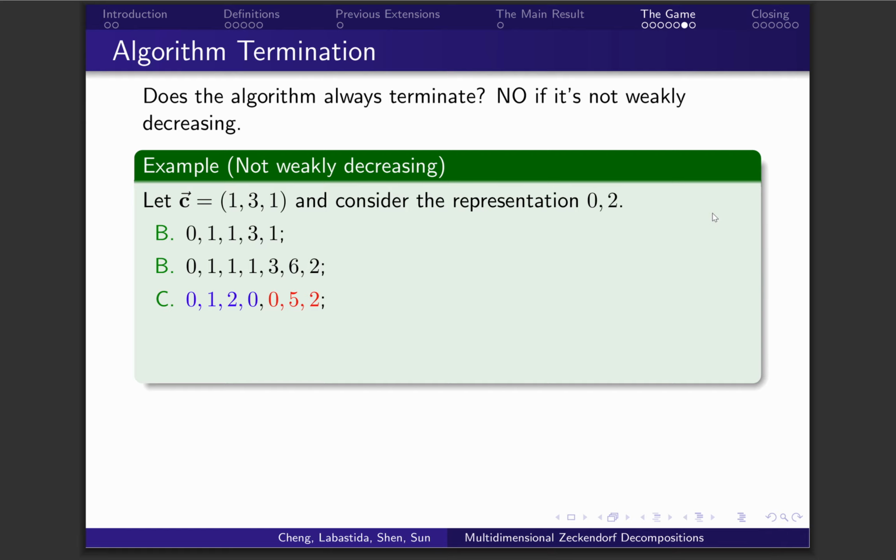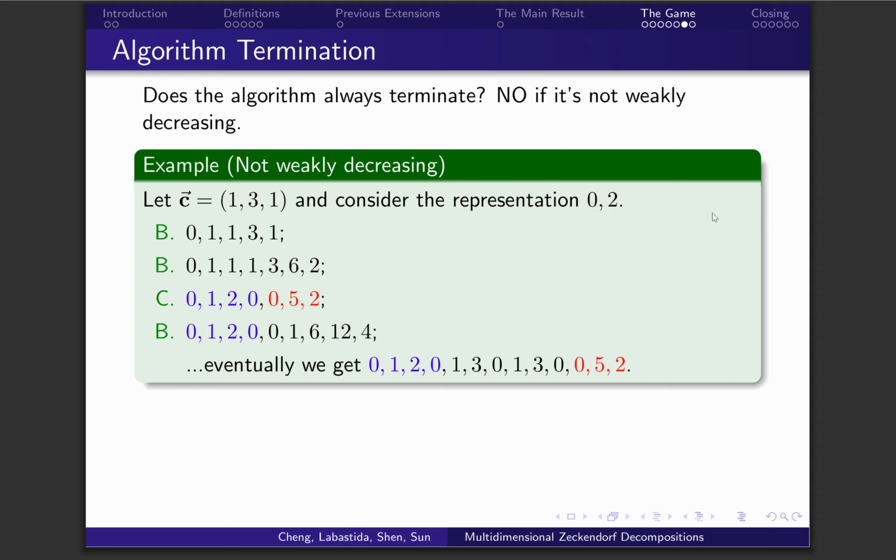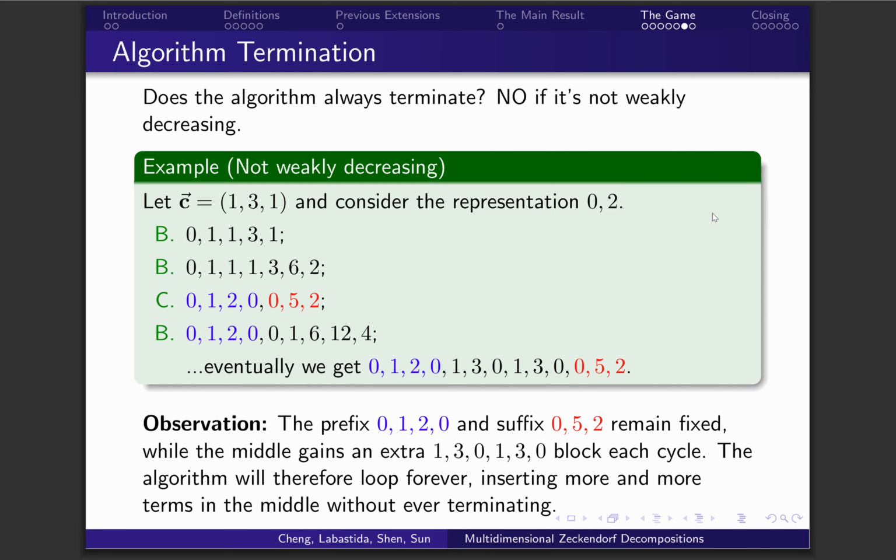When we do some carry and borrow steps, we can get the representation 0, 1, 2, 0, 0, 5, 2. And then we continue the algorithm, and eventually we get the representation 0, 1, 2, 0, 1, 3, 0, 1, 3, 0, 0, 5, 2. The key observation is that the prefix 0, 1, 2, 0 and suffix 0, 5, 2 remain fixed, while the middle gains an extra 1, 3, 0, 1, 3, 0 block every cycle. The algorithm will therefore loop forever, inserting more and more terms in the middle without ever terminating.